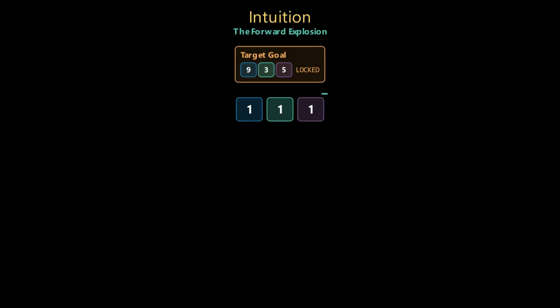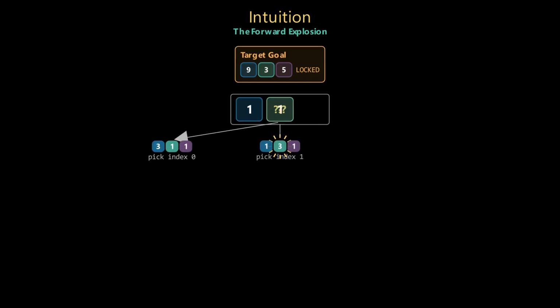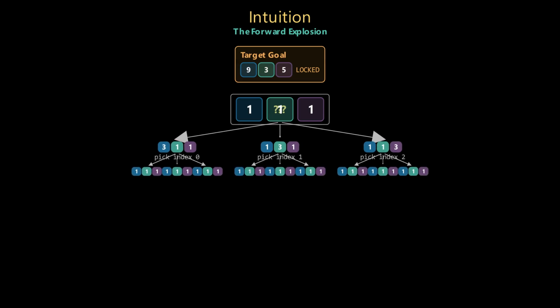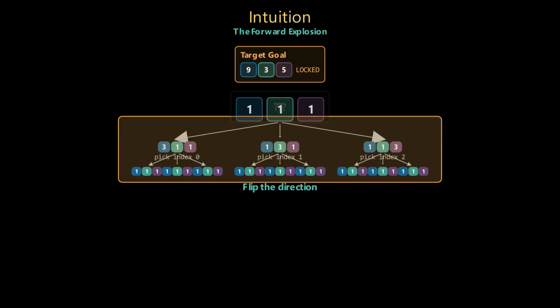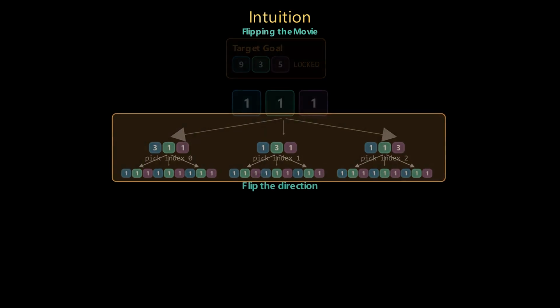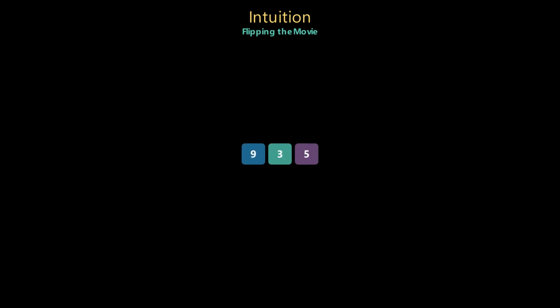If we try to solve this problem by starting at our base array of all ones and building forward, we are instantly blindfolded. At every single step, we have to guess which index was updated next. This creates an exponentially growing tree of choices that quickly floods our screen with chaotic paths. We need to flip our perspective entirely. Instead of guessing forward, let's run the movie in reverse.